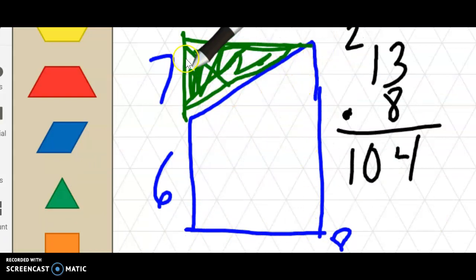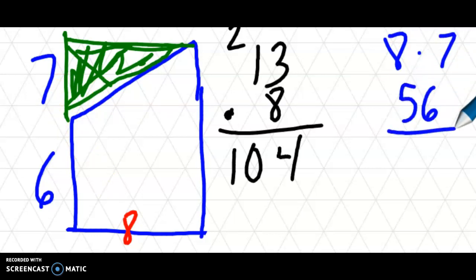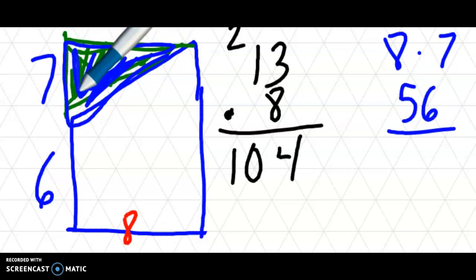Now I have to subtract this portion out because that portion is not included. Now what's left that is part of this is that I've got my 8 for my base. So I know that all the way across here is 8. So I'm going to multiply that 8 times my 7. So 8 times 7 is going to give us 56. But when I do a triangle, because this shape is actually in the shape of a triangle, I have to divide it by 2.